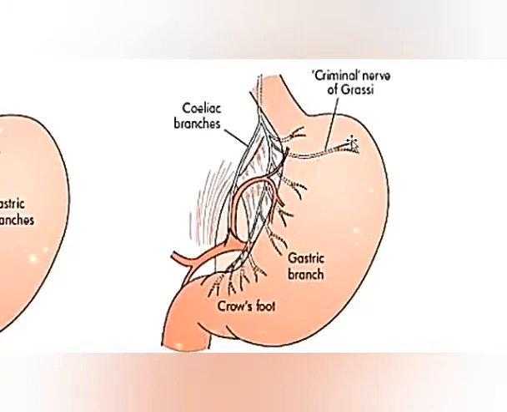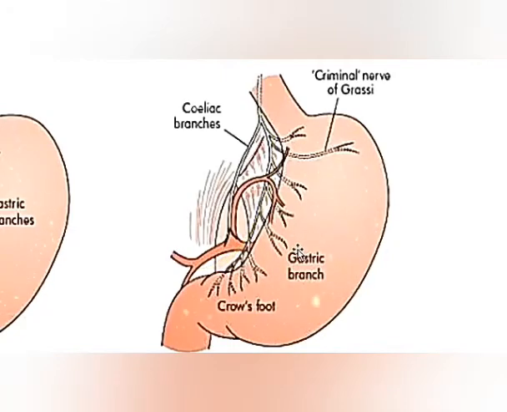Many times in case of vagotomy, the criminal nerve of Grassi is missed, and even after the surgery the patient will have recurrence of ulcer. So it is called the criminal nerve of Grassi. We are seeing the anterior vagus and the posterior vagus. These branches here are also called the posterior nerves of Latarjet. The branches of the posterior vagus giving the gastric branches are also called the posterior nerve of Latarjet.